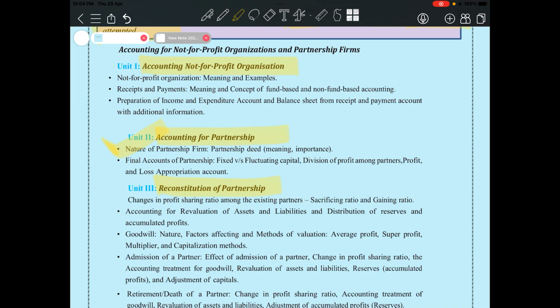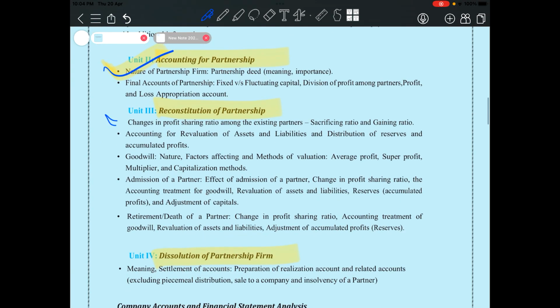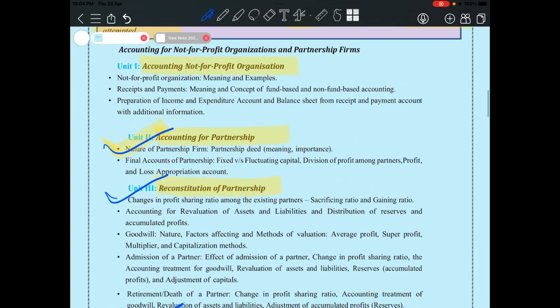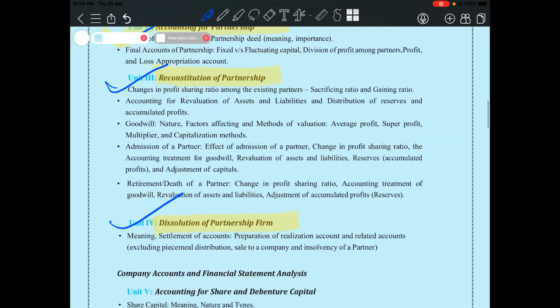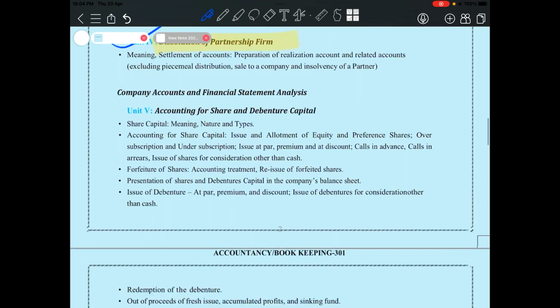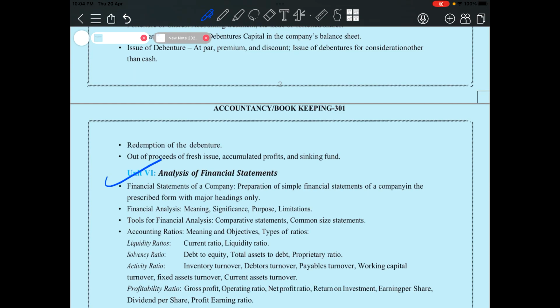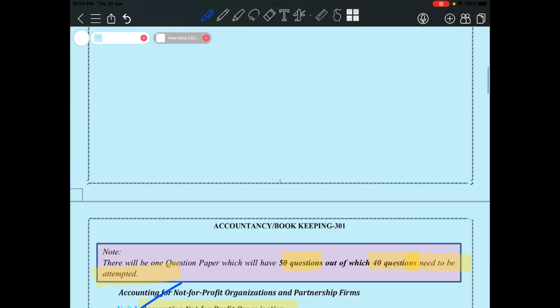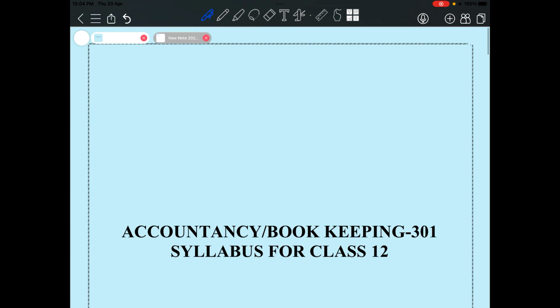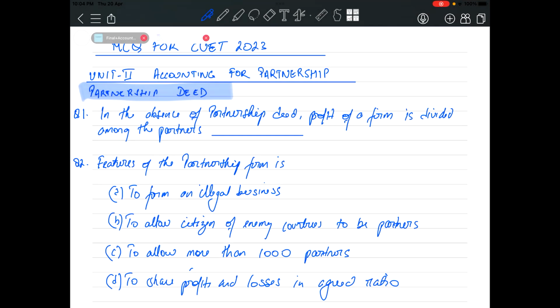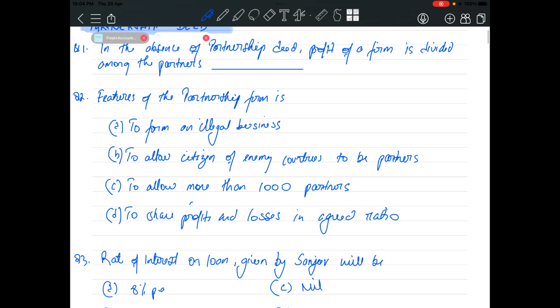I will take up unit 2 first, then unit 3, unit 4, then I will come to unit 1. These are the important parts, and then after that we will discuss unit 5, then we will discuss unit 6 and so on. So without wasting further time, let's move to our questions. These are the questions which I have taken from different sources, and these are all exam oriented questions.